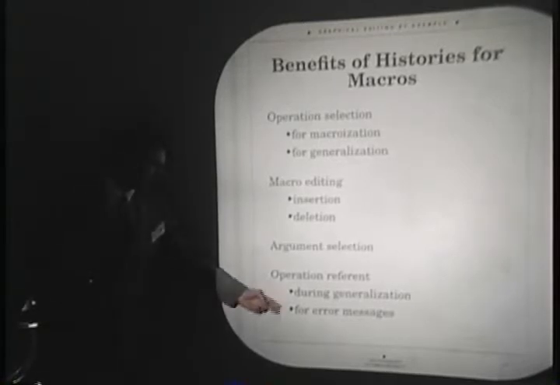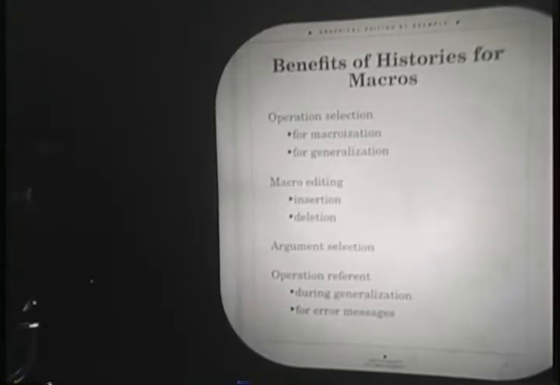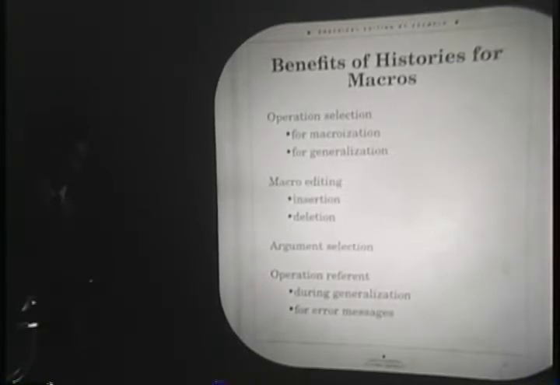Also, it's necessary to occasionally provide error messages to the user if the macro cannot be executed correctly. If a macro is invoked on unsuitable arguments, for example, an error might occur in trying to perform one step of the macro. And it's important to tell the user where the error occurred so that they can figure out why their macro didn't work on the available arguments.